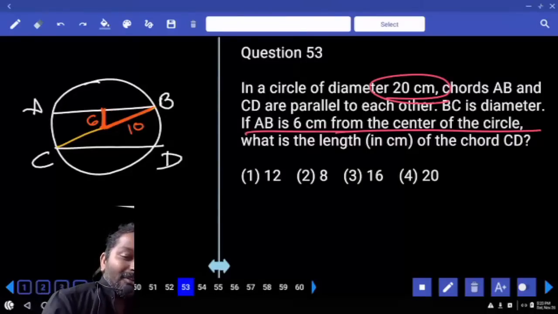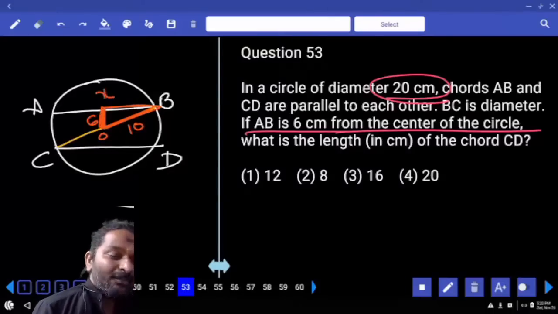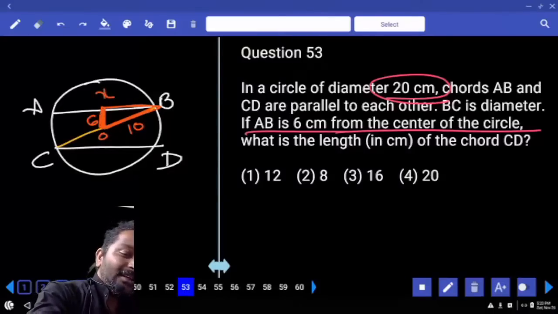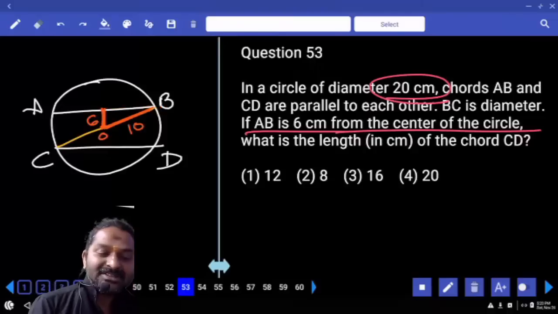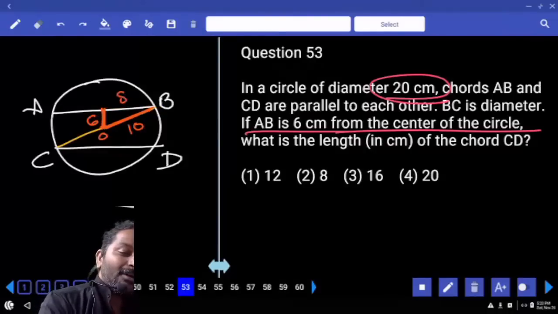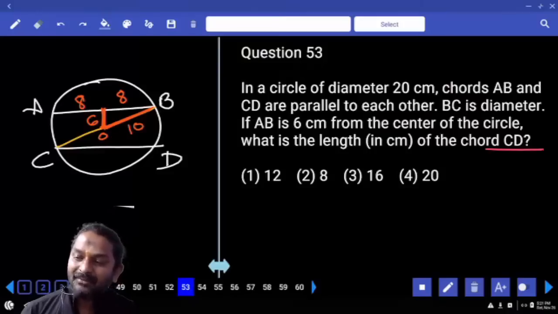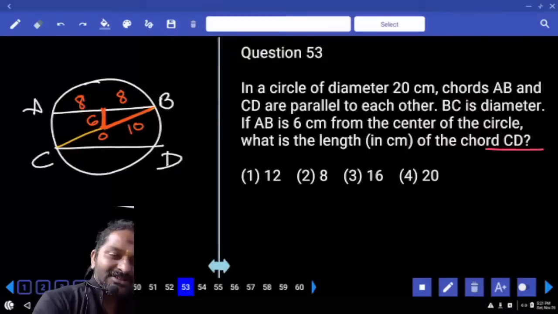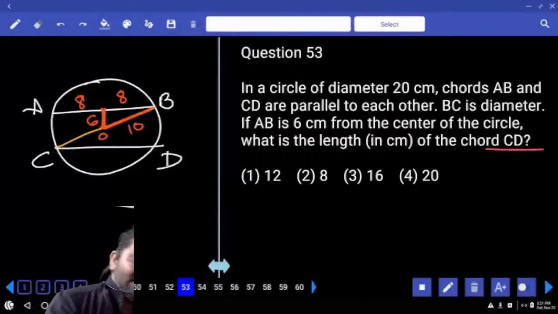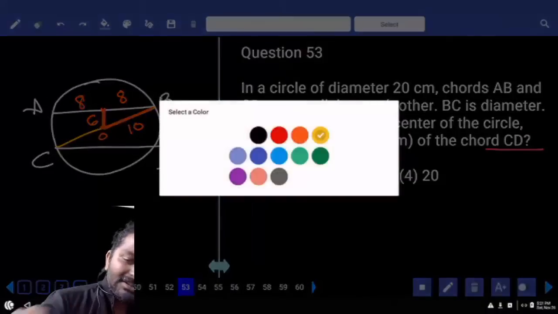So then this new triangle BXO is a right angle triangle, and hypotenuse is 10, base is 6, then height must be 8. Line joining O to B is 8, towards A is also 8, right? Continue. Now the question is about length of chord CD. If AB is 16, CD should also be 16. The reason is, look at this, I'll tell you.